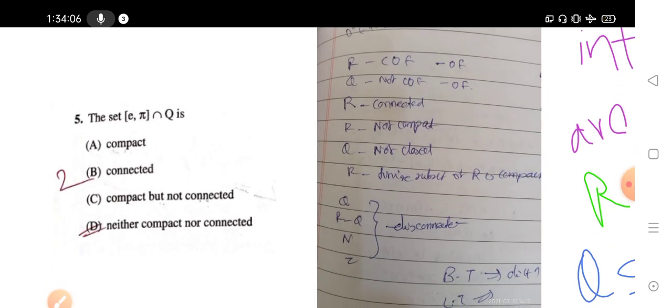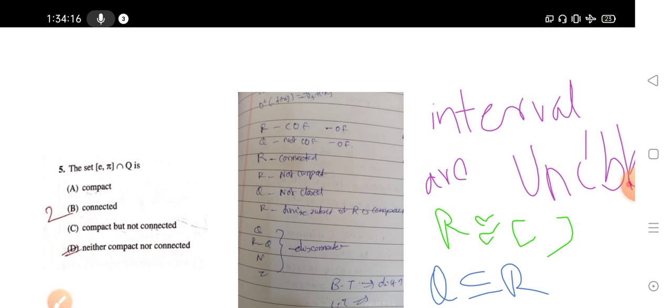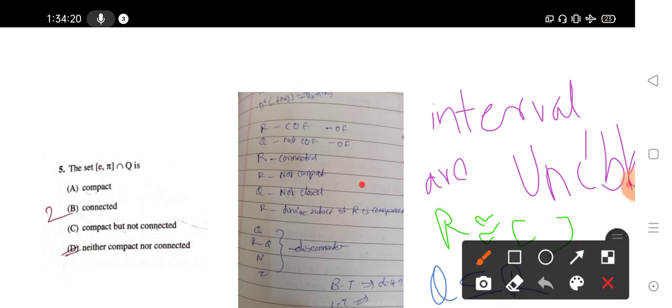Next question. The set closed interval [e, π] intersection Q is: compact, connected, compact but not connected, or neither compact nor connected. We know that Q is not closed, and Q is also disconnected. Here check: Q is disconnected. R minus Q, Q complement, and Z are disconnected.